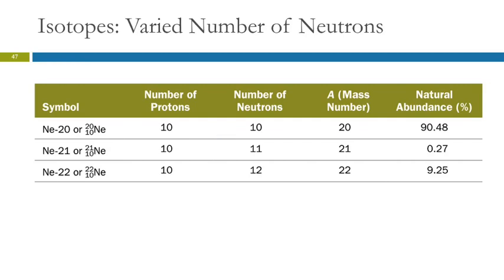Okay? Now, the natural abundances over here, 90.48% of neon is neon-20. 0.27% is neon-21, and 9.25% is neon-22. Why is it those particular numbers? Because it is. We have studied neon and measured it, and those are the natural abundances.